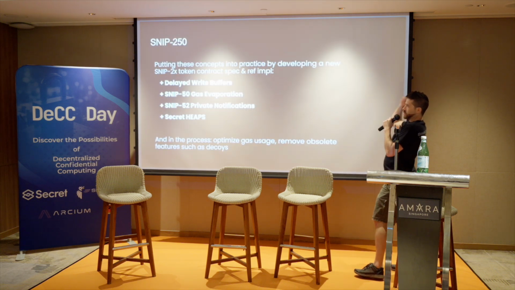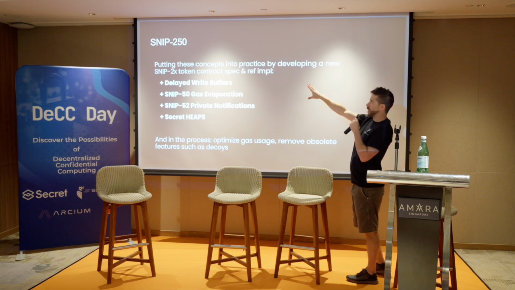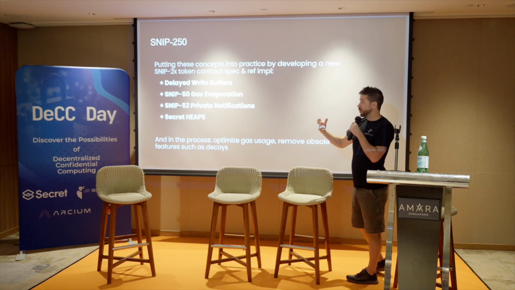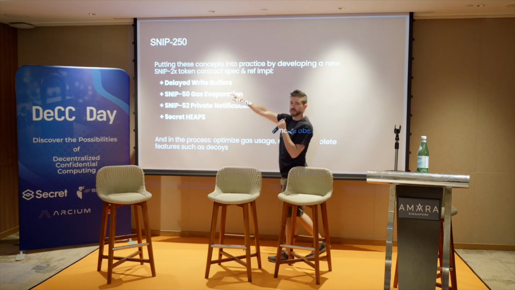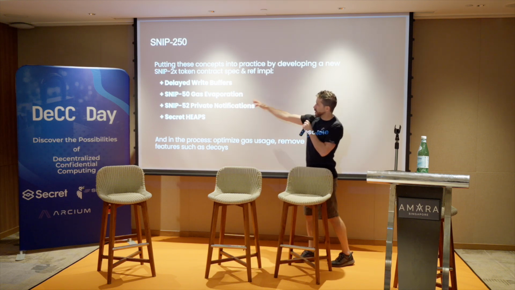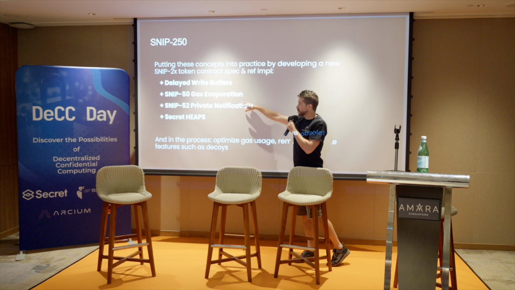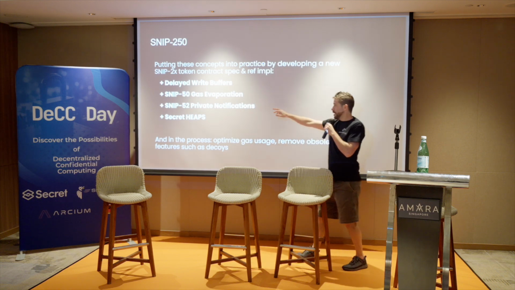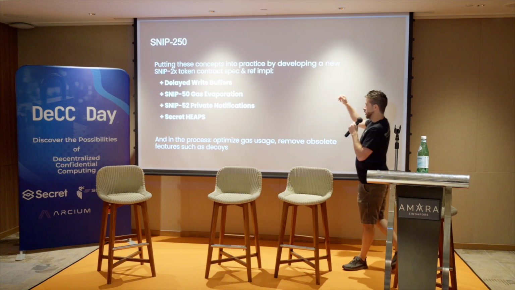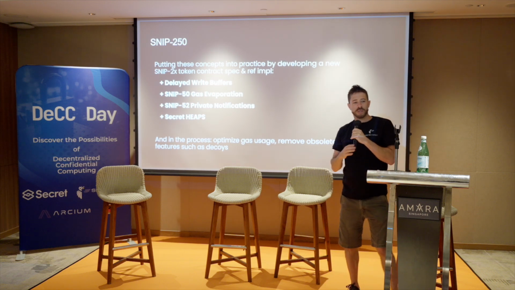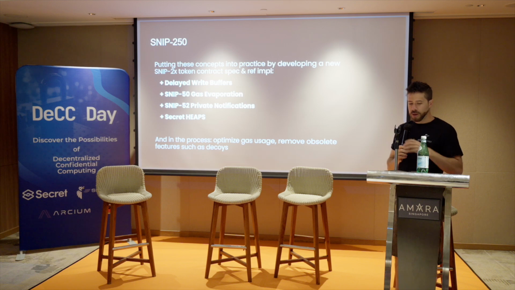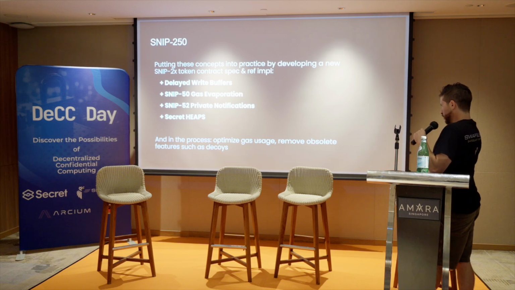Okay, next one. So finally, we're working right now on a new secret token that combines all of these things together. So the delayed write buffers for improving storage access patterns for secret tokens. We also have some extra privacy features like gas evaporation and private notifications, which is a really cool thing. And then the secret heaps as well, which I just talked about. So all of this is what we're doing to help enhance privacy for secret tokens and help secret network scale.